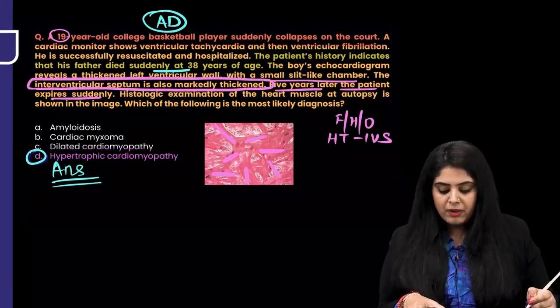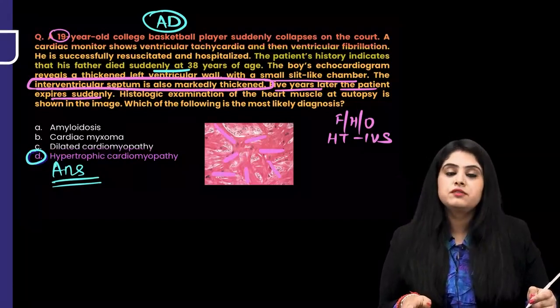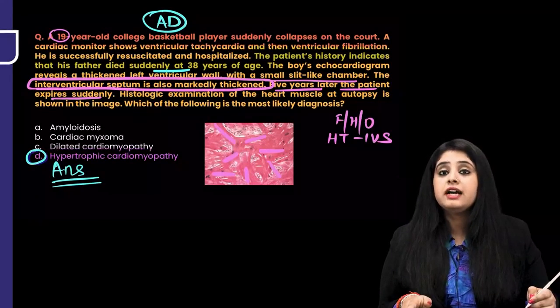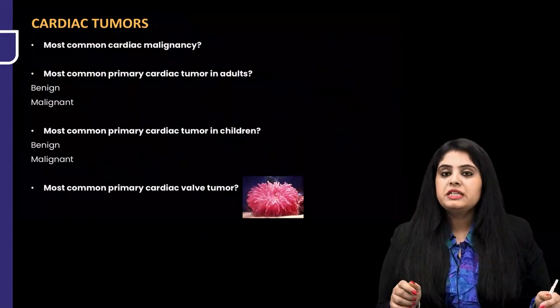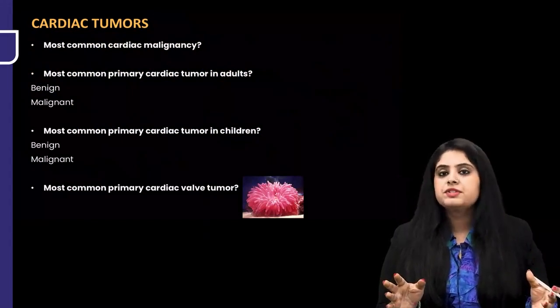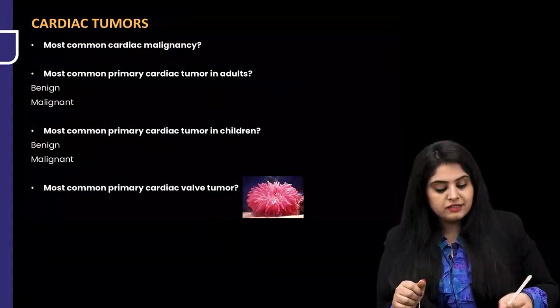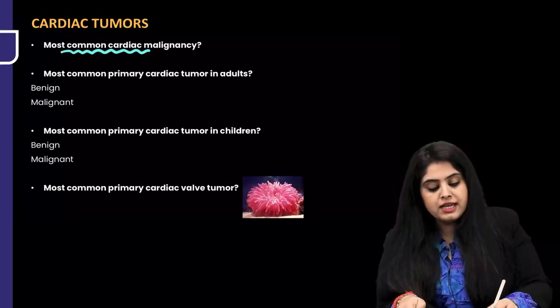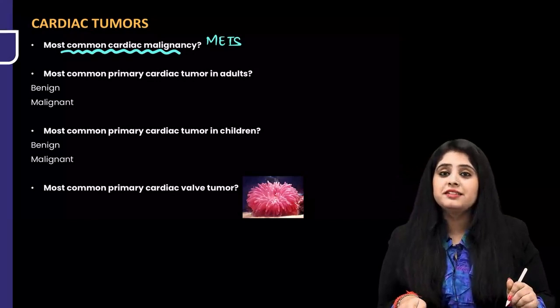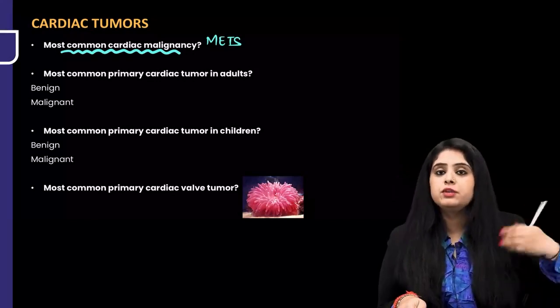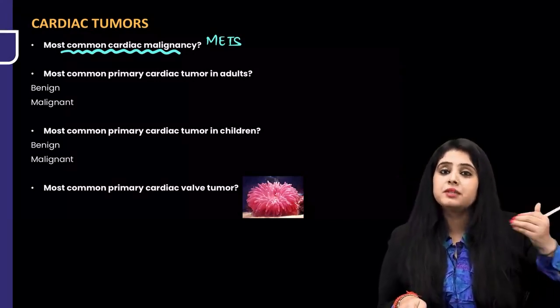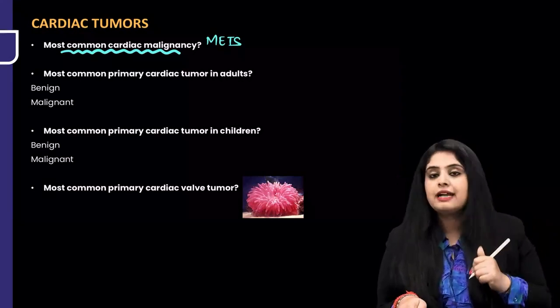And now we are going to go back and study the last 2 slides of the cardiac system, and that is the cardiac tumors. So now we are going to start with the cardiac tumors, just 2 slides about it that you have to know. If someone asks you what is the most common cardiac malignancy, do you know it's actually metastasis? Metastasis means that it is arising not from the heart, it is coming to the heart. Breast cancer, lung cancer, something coming to the heart is important. That is the most common.